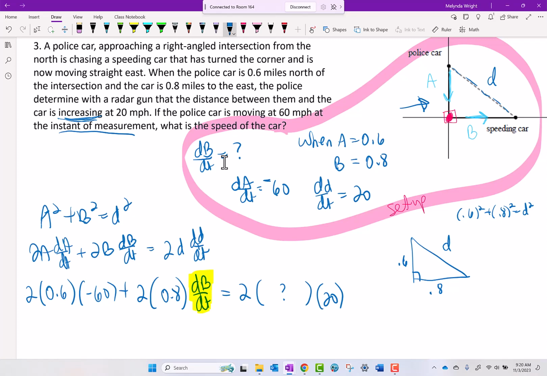That's 1. Because 0.36 plus 0.64 is 1. So D squared is 1, or D. In this case, D technically could be plus or minus, but in our scenario, could D really be minus? Can distance really be negative? No. So really D is 1. So here, we're going to change this to 1.